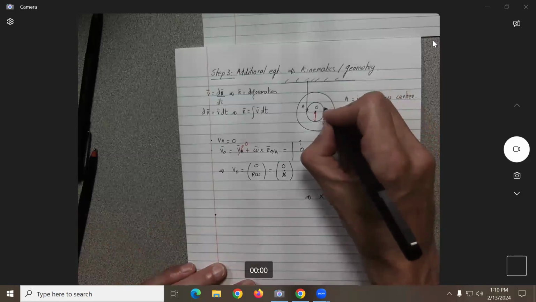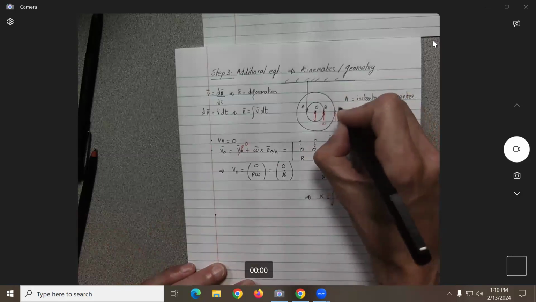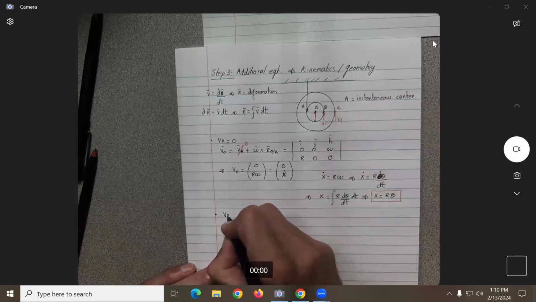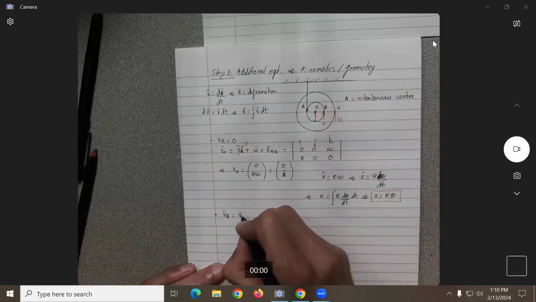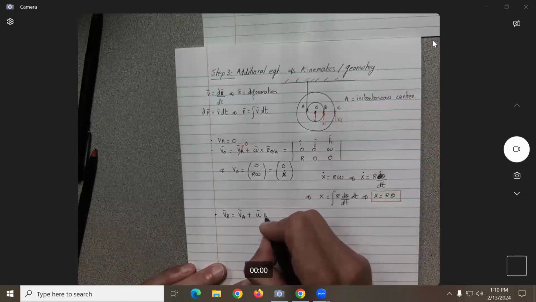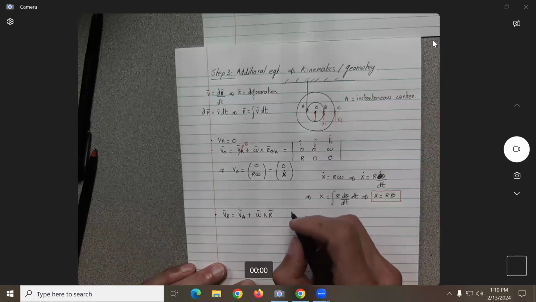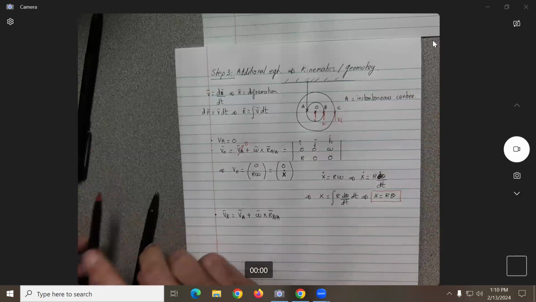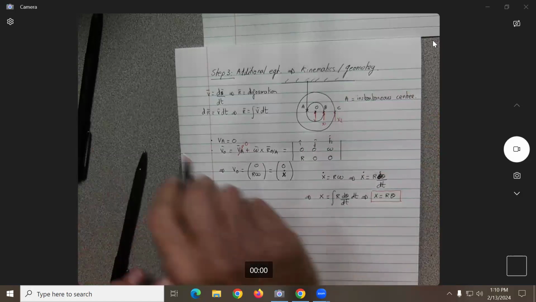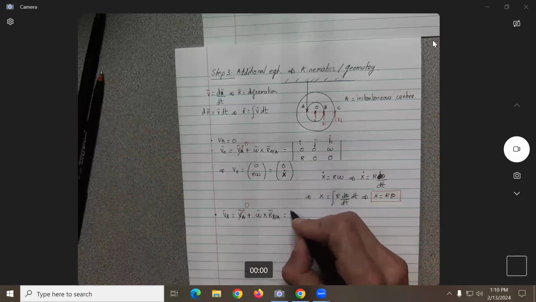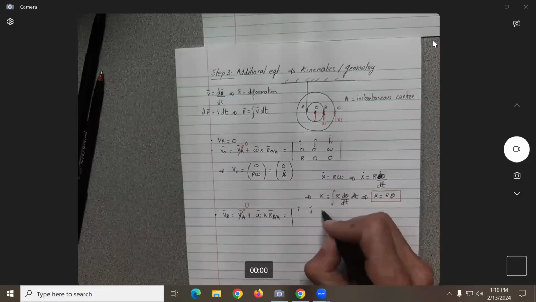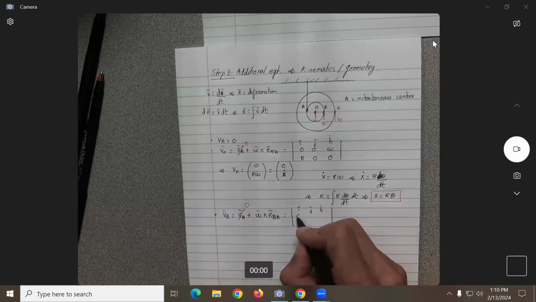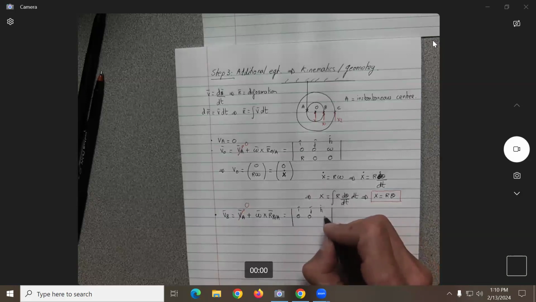So let's call this point here maybe B and this point over here C. So what will be VB? To make it easy, we can say now VB will be equal to what? VA plus omega cross R of B with respect to A. What is still VA? 0. So we keep doing the same thing over and over, okay? So i, j, k, 0, 0. What is the position of B with respect to A?